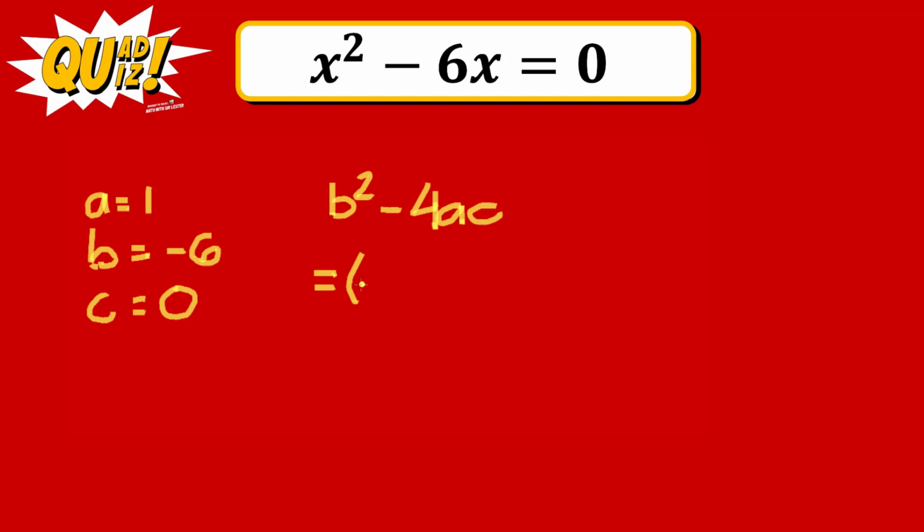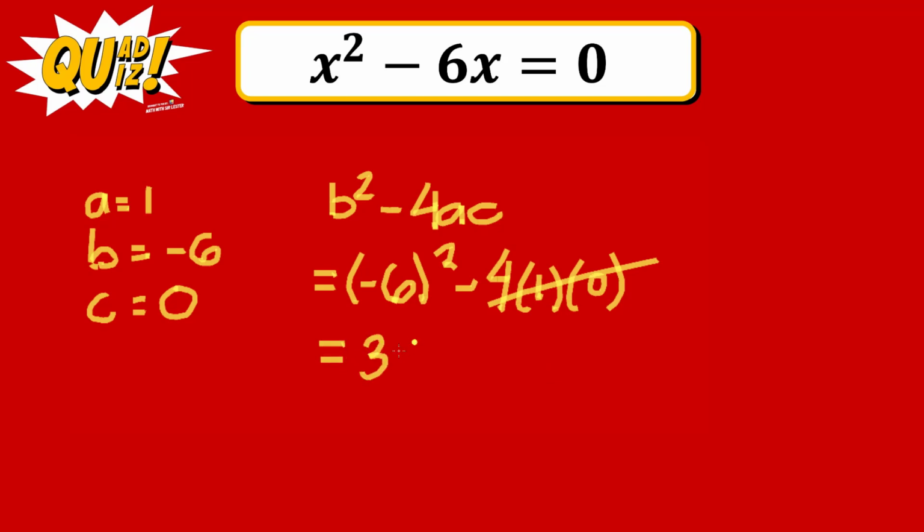We'll have -6, you take the square of it, minus 4 times 1, and times 0 for your c. And since this is 0, you can cancel all of that. So you will have a result of (-6) squared, or 36. This is now the value for your discriminant.